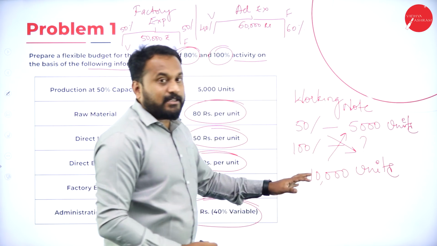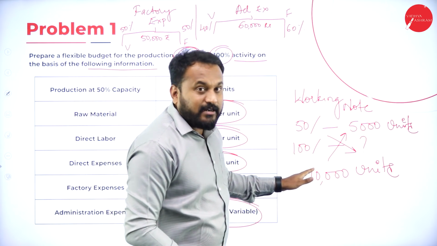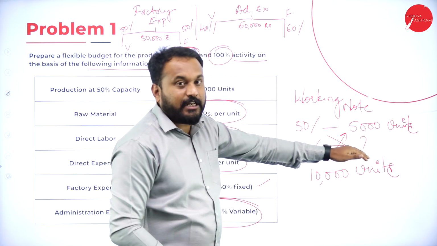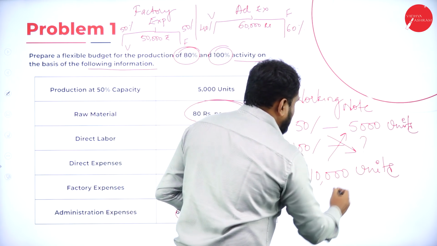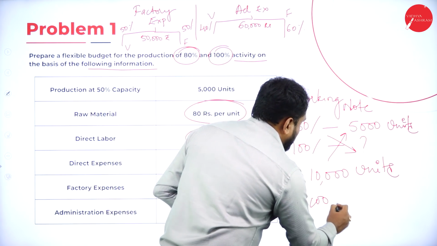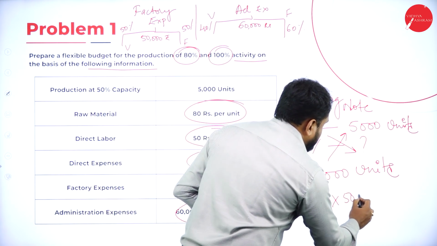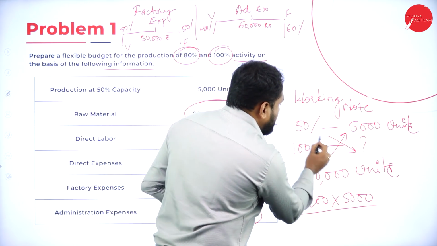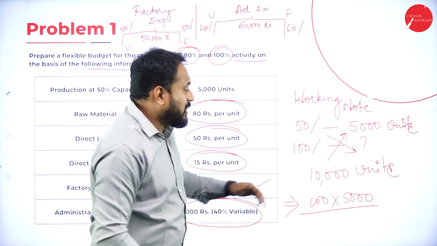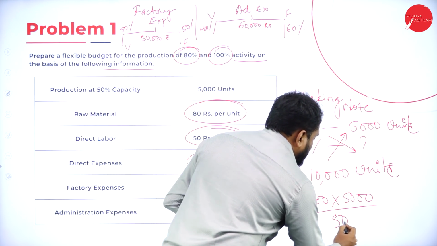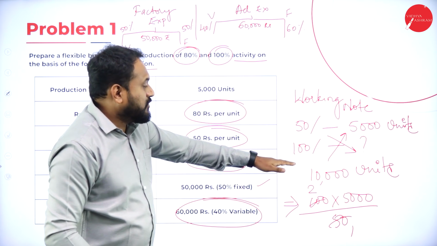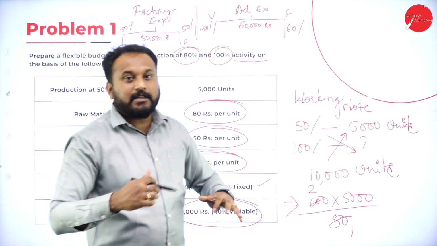Sir, how did we get 10,000? Simple. 100 into 5,000 divided by 50. I'll just show it to you here. 100 into 5,000 divided by this. Whenever you cross multiply, the question mark is there, so it will come in the denominator: 50. So 50 ones are 50, twos are 100. 2 into 5,000 is your 10,000 units. Hope you got the calculation here.